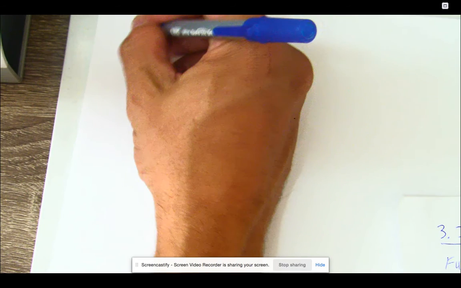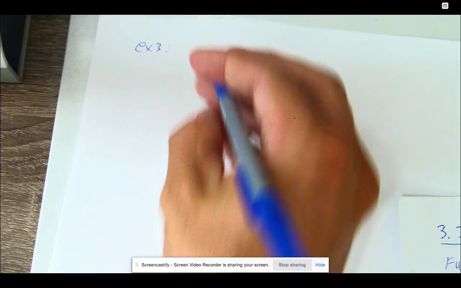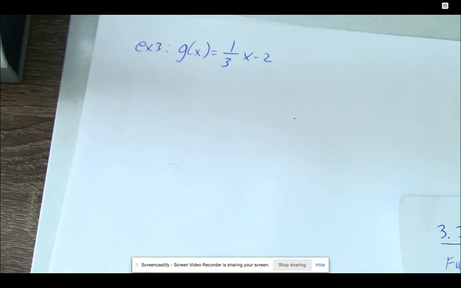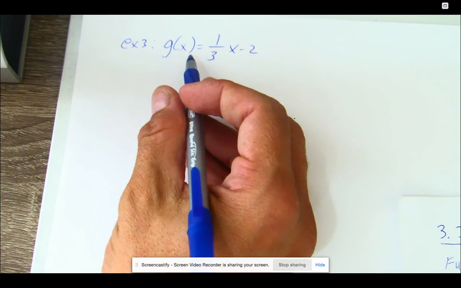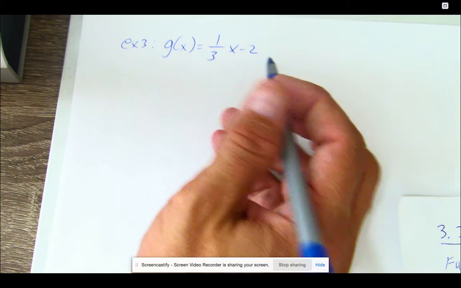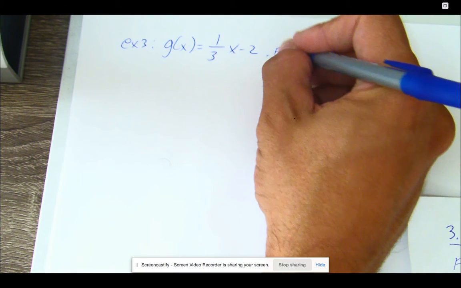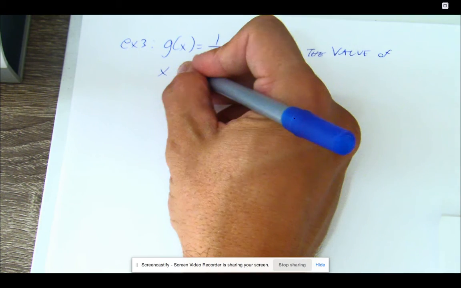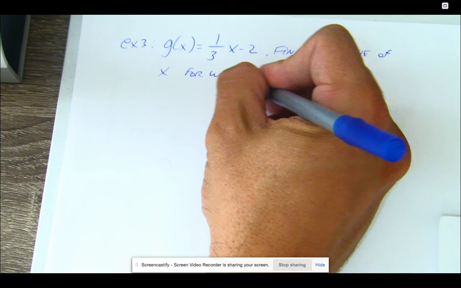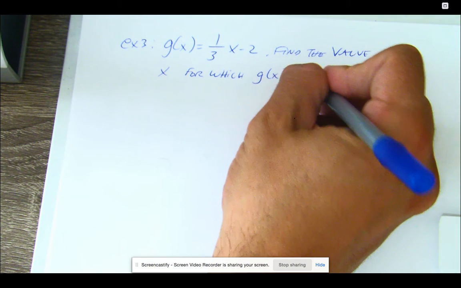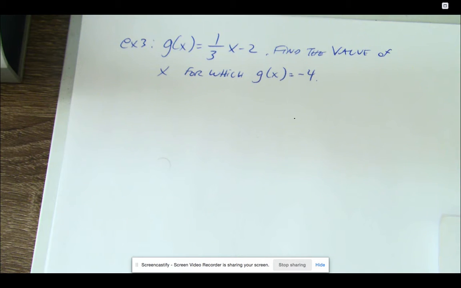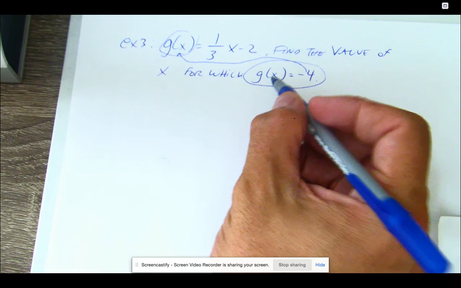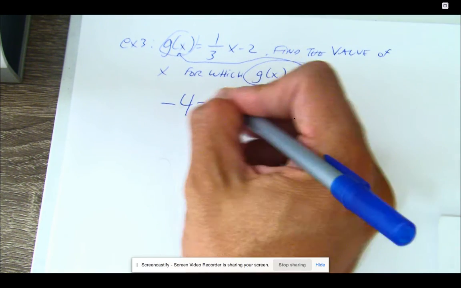We're going to go to example 3. Okay, g of x, we've got a different one, is equivalent to this. Now it's a different one, not f of x anymore. It's now g of x, and we have a strange formula. And the problem says, find the value of x for which g of x equals negative 4. Find the value of x for which g of x equals negative 4. Okay, this is telling us, here's g of x, that is negative 4.